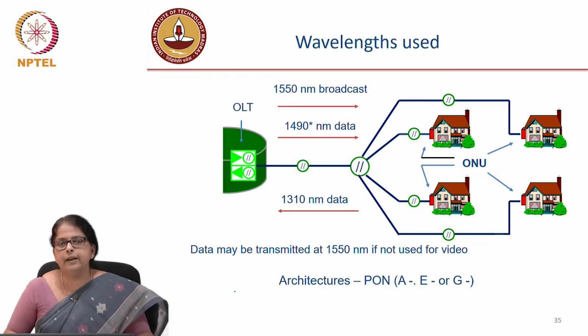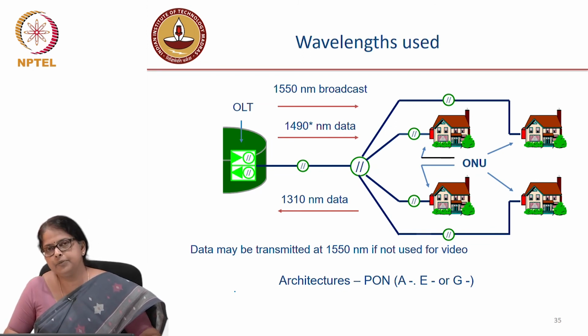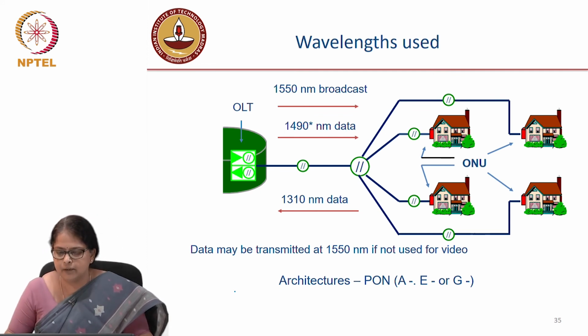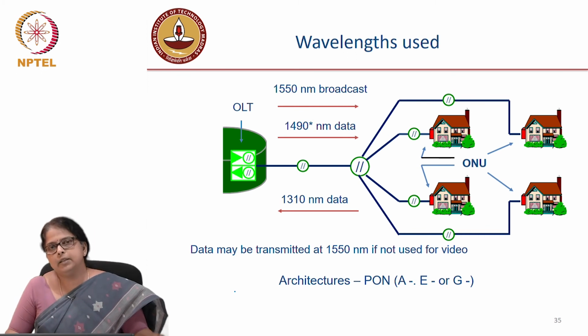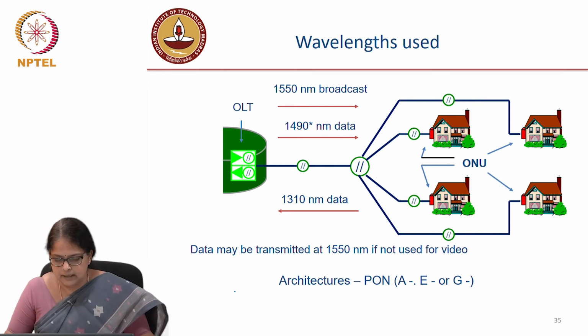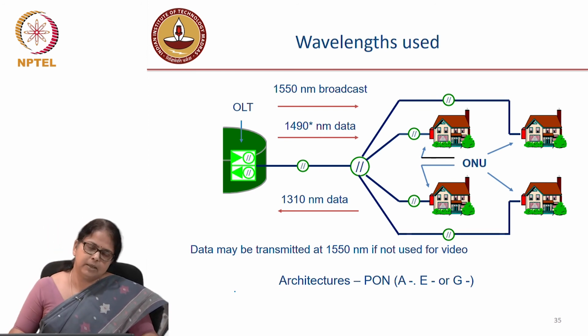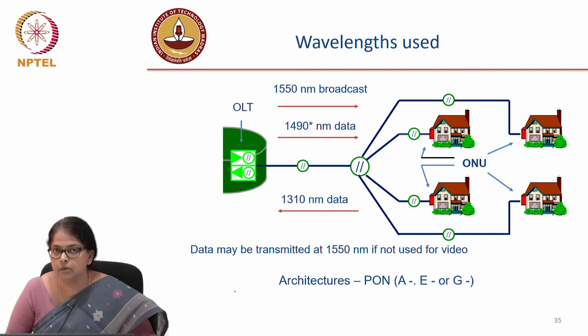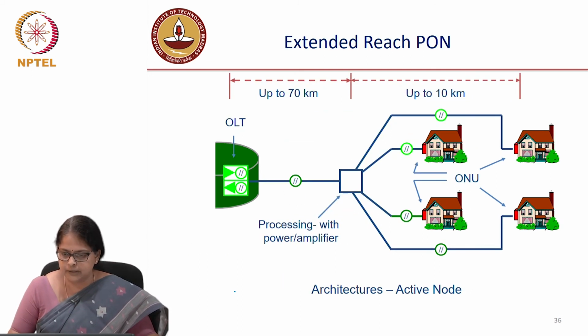The typical wavelengths used are 1550 nanometer for the broadcast, which is like a cable television, for instance. 1490 nanometer is used for downstream data, and 1310 nanometer is what is used for upstream data. So which means that there is no contention in terms of wavelength. If it is not used for video transmission, you could use 1550 nanometer for data also.